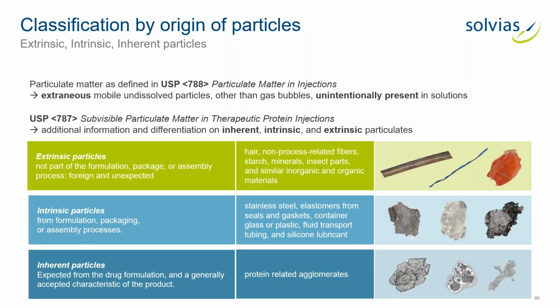Good, thanks. Another way to classify particles is by where they come from, where the source is. Is it something that comes from the outside, like hair or fibers from human operators? Then it's extrinsic particles. Is it something that's coming from the manufacturing process, for example? Then it's intrinsic particles. And the last category, the inherent particles, it's usually something that comes from the drug product itself. It can be, for example, protein aggregates.